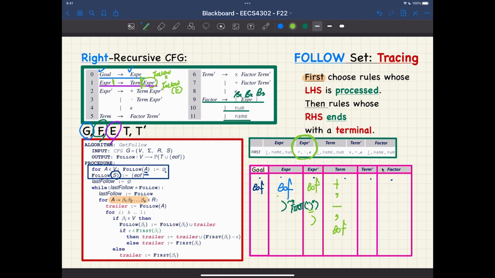EOF and also parentheses. And for this one here, I would like to make a note for your review. This part over here is simply the follow of expression prime because it is nullable. Okay?